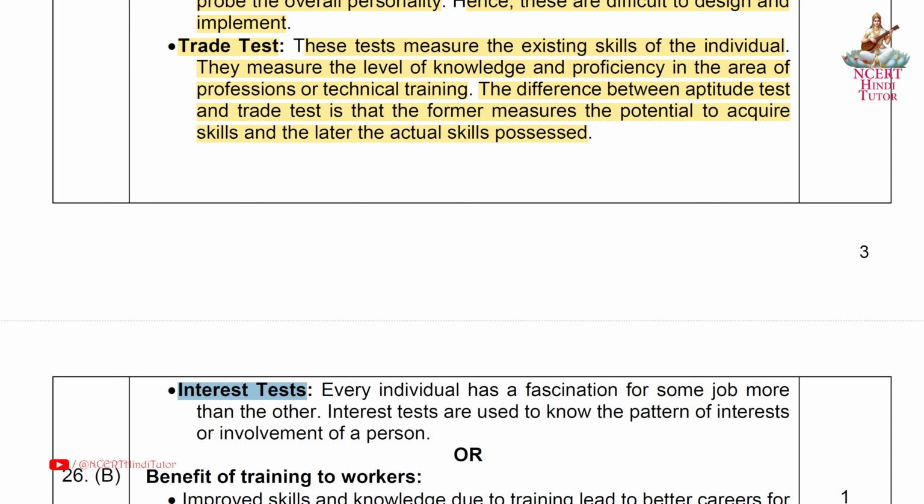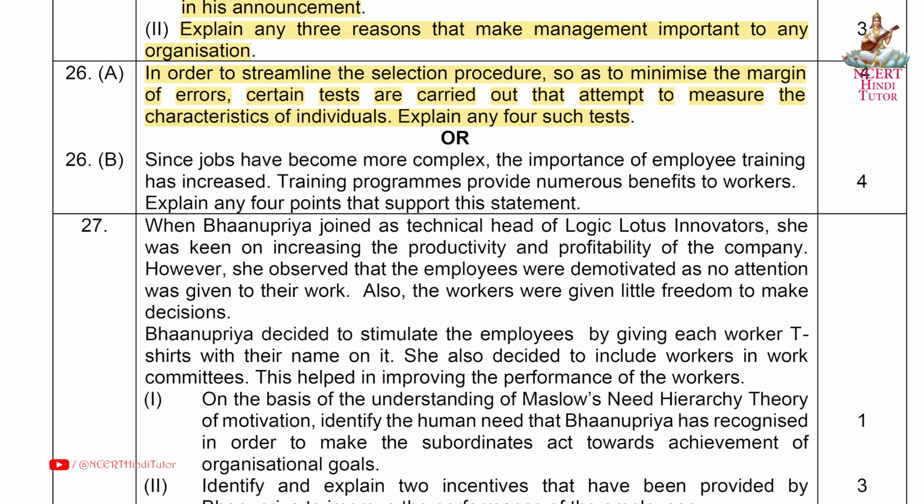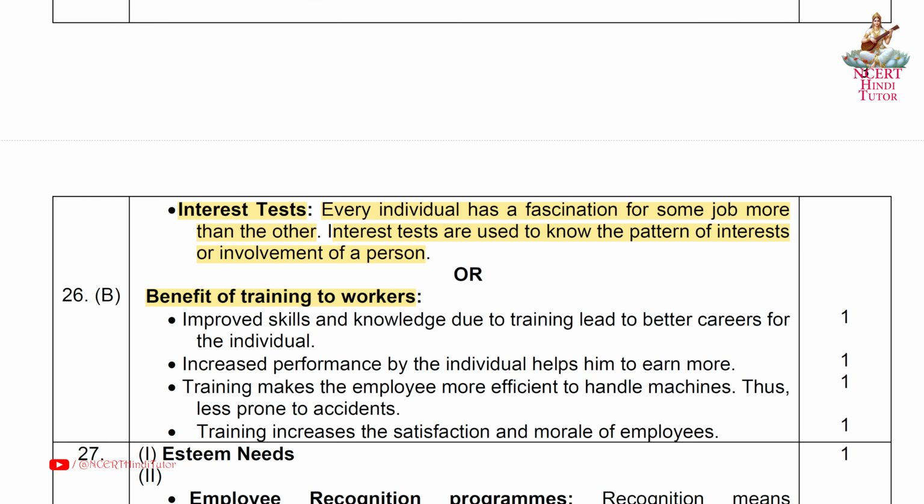Fifth, interest test. Every individual has a fascination for some job more than the other. Interest tests are used to know the patterns of interest or involvement of a person. Question 26b. Since jobs have become more complex, the importance of employee training has increased. Training programs provide numerous benefits to workers. Explain any 4 points that support this statement. Answer: benefit of training to workers.